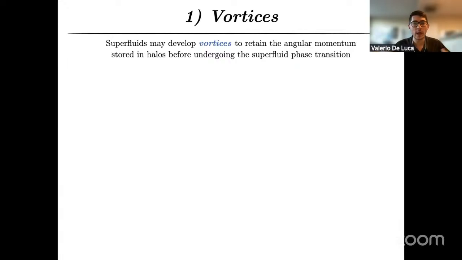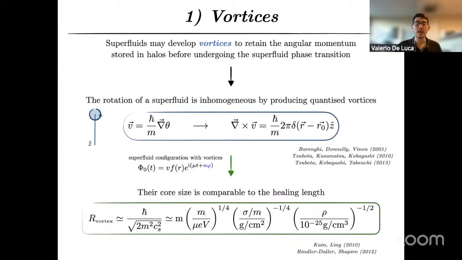The main idea is that when you have these dark matter halos, which are basically undergoing the phase transition into superfluids, if there is some angular momentum in the halos, then in order for the momentum to be conserved, to be retained in the environment, superfluids have to develop vortices. The reason is that a rotational superfluid is actually inhomogeneous. So the only way to have a non-vanishing vorticity is by considering these vortices, which are three-dimensional line configurations located at certain density and position, with a direction given by the direction of the angular momentum at the beginning of the transition.